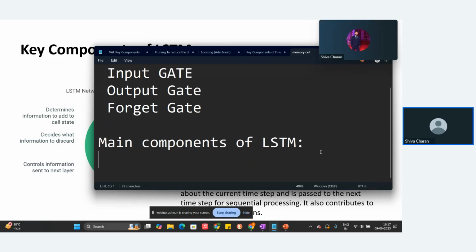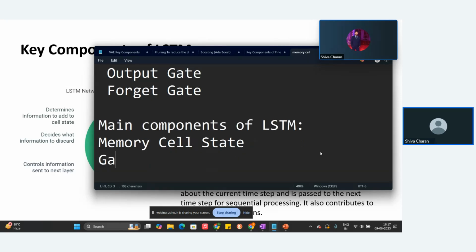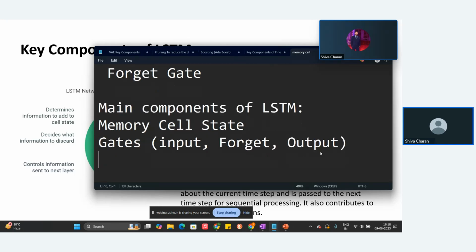What is the first one, guys? Memory cell state, right? Memory cell state. Second one is gates. Malli gates lo manaki any types of gates unnai? Input, hidden, or else we can say like forget. Sorry, forget is better. Forget and output. Okay, output. So then comes the hidden state.